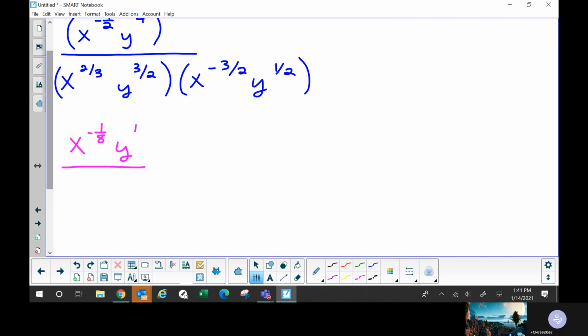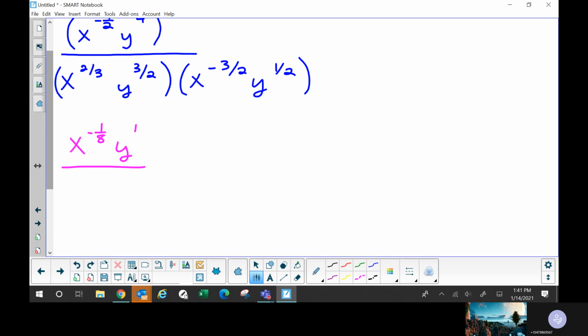On the bottom, do you notice that you have like bases? You have an x and then a y. What you can do, if you have like bases, you can combine your exponents. And this is using the product of powers property. That's where you add your exponents if your bases are the same. So again, you can use a calculator to make this fast and easy.